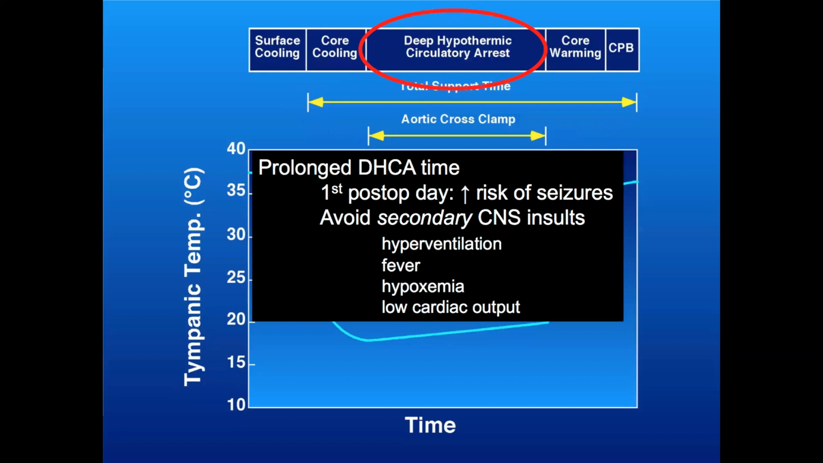And also, if you have cases that need arch repair, like arch repair, interruption, or hypoplasia, you need prolonged deep hypothermic circulatory arrest. There is also a potential risk of increased seizures in the first night. You should also avoid CNS insults from hyperventilation, fever, hypoxia, or low cardiac output. All of this can cause more secondary CNS insults.